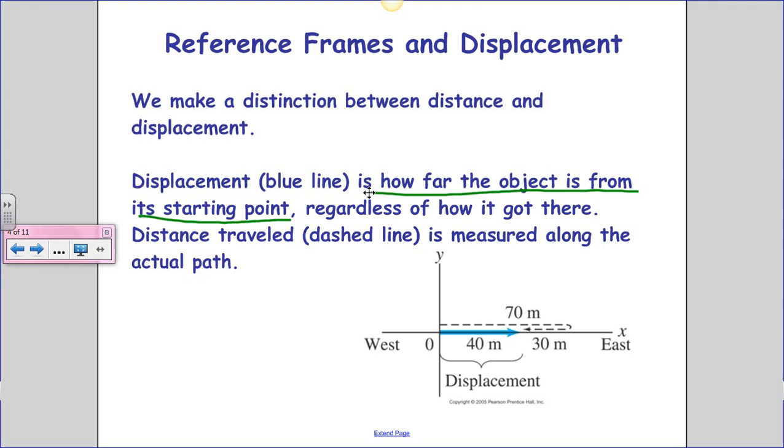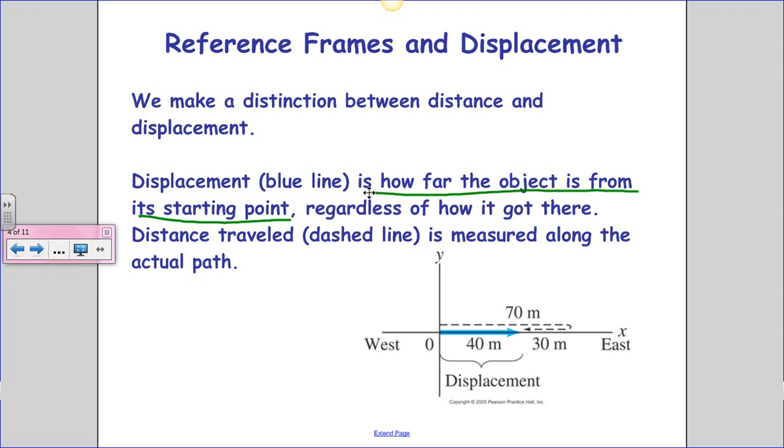The distance traveled, however, is measured along the actual path. So if you're climbing a mountain from the bottom to the peak, the shortest distance would be a straight line. And the longest distance would probably be circling around the mountain all the way up. So the distance is different, but the displacement is the same because your starting point and ending point are exactly the same. So if you look at this little graph, the dashed line is the path traveled.